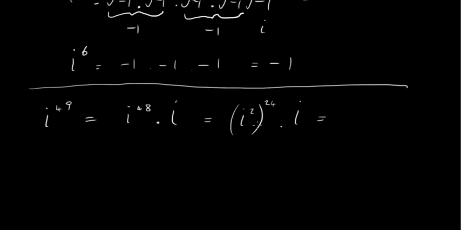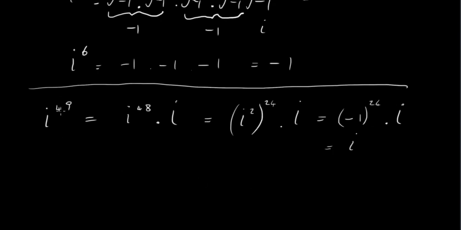So we know here that i squared is minus 1, so that's just simply minus 1 to the power of 24. We've got our i here on the outside as well, which we're multiplying it by. Now minus 1 to the power of an even number is just going to be plus 1. So minus 1 to the power of 24 is going to be plus 1. So plus 1 times i is just simply i. So i to the power of 49 is just i. And that's how you do it.